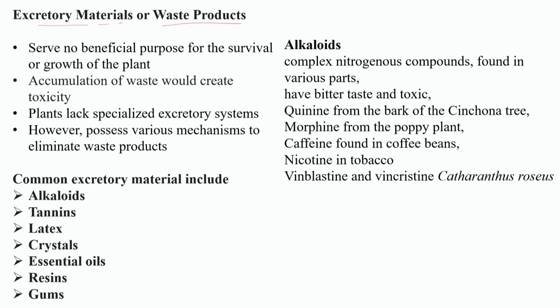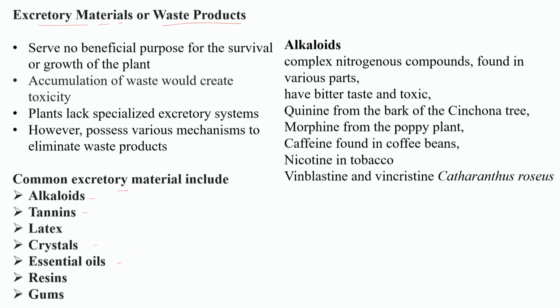Now, plants lack a specialized excretory system for eliminating this waste, but still they have developed some mechanisms to eliminate it, like excretory vesicles, or rupture of the cell. So there are many ways by which these toxic substances could be excreted out of the cell. Some of the important excretory materials include alkaloids, tannin, latex, crystals, then resin and gums.